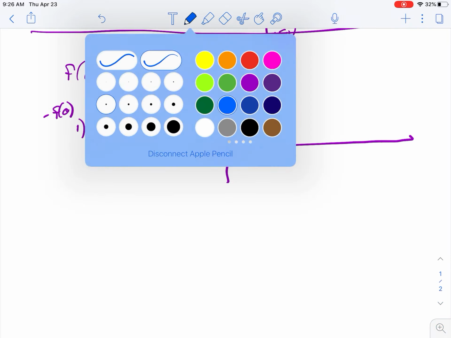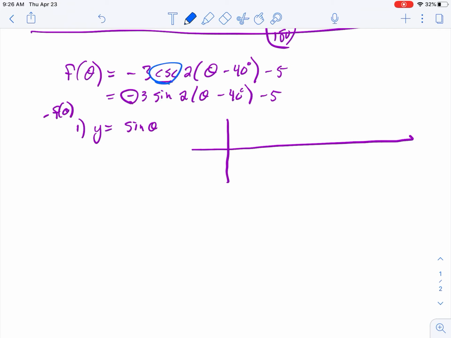Okay, so what does that graph look like? Alright, now I'm going to do a dotted line because I actually want to do cosecant, not sine. And this is negative, so remember I'm flipping it, so therefore it's going to go down, like so. Okay. So there's my sine graph.